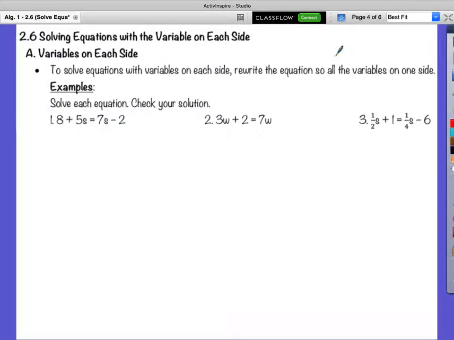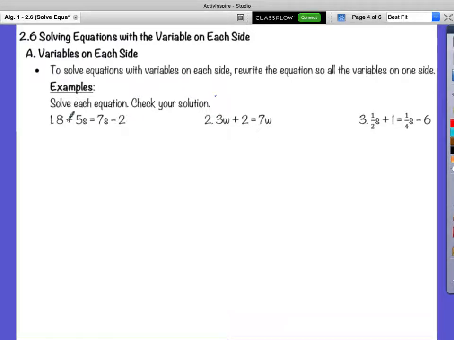Hey, so 2.6. Equations with variables on each side. We talked about that. To solve equations with variables on each side, we're first just going to start by rewriting the equation so all the variables are on one side, okay? And our task is still the same. Solve each equation, and we can check our solution to make sure it works. We're going to practice on a couple of them. We might not need to check every time, but it could still be a good habit to get into to make sure you're getting it correct, okay?